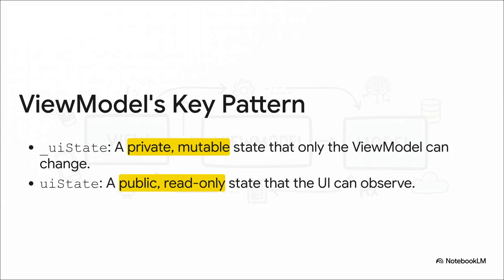And if we look a little closer, we see this really important pattern inside the view model. There are two state variables. The first one, _uiState, is private and mutable. That means only the view model itself is allowed to change it. Then it exposes a public, read-only version for the UI to look at. And this is the genius of the pattern. It makes it literally impossible for the UI to accidentally mess with the state directly.